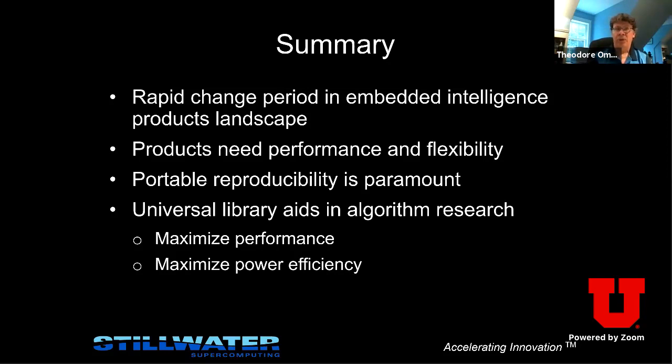So in summary, we are finding ourselves in this really rapidly changing environment where systems are getting compute embedded in them to imbue these systems with intelligence. These products really need performance and flexibility. And because these are spread out over SKUs that have very variable degrees of concurrency, reproducibility in that context of multiple SKUs of concurrency is very important for the productivity of building these algorithms.